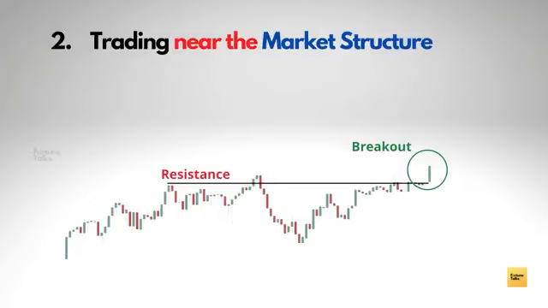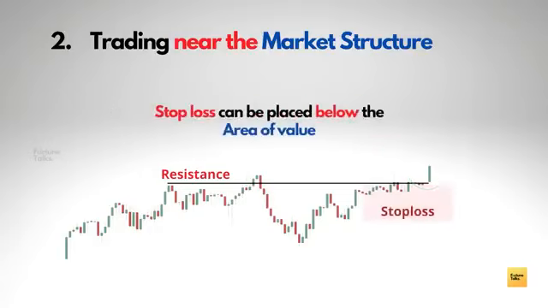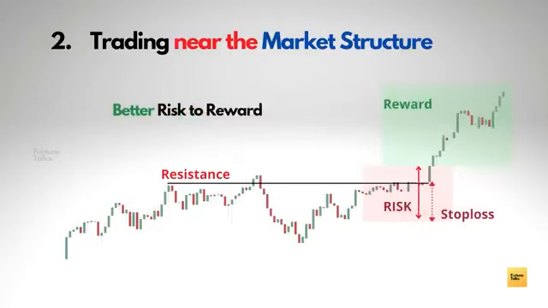Now if you are looking to get long right now, where is the logical place to put your stop loss? The possible answer would be below the previous resistance turn support. You can put the stop loss somewhere below the previous resistance. So this is a much tighter stop loss. With a much tighter stop loss, it gives you a better risk to reward because the price does not have to move a lot in your favor to start giving you the gains.